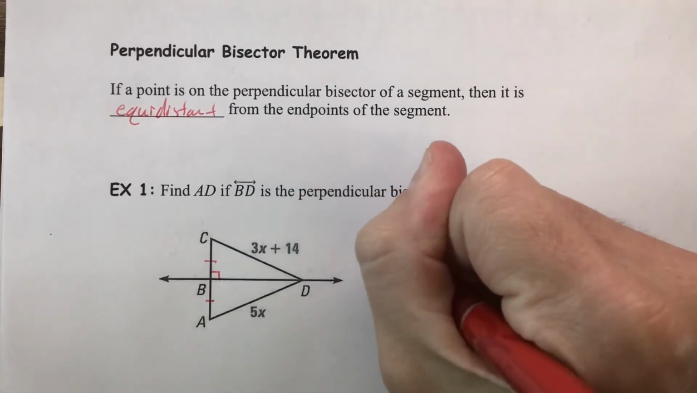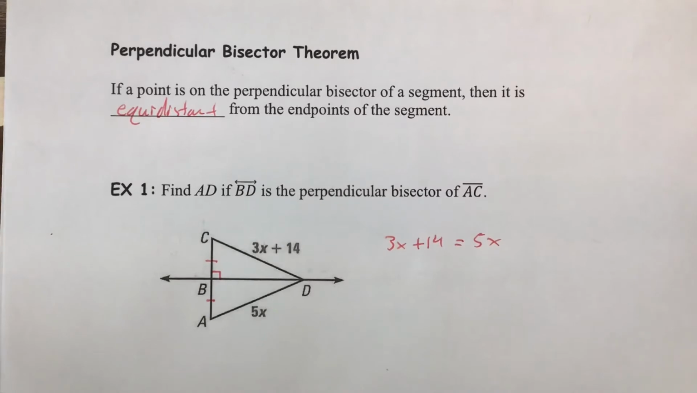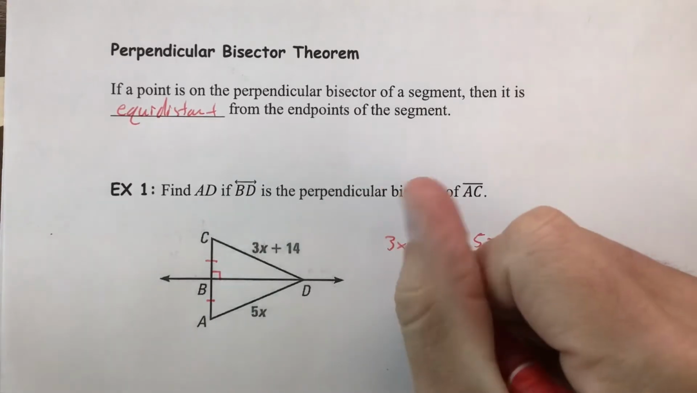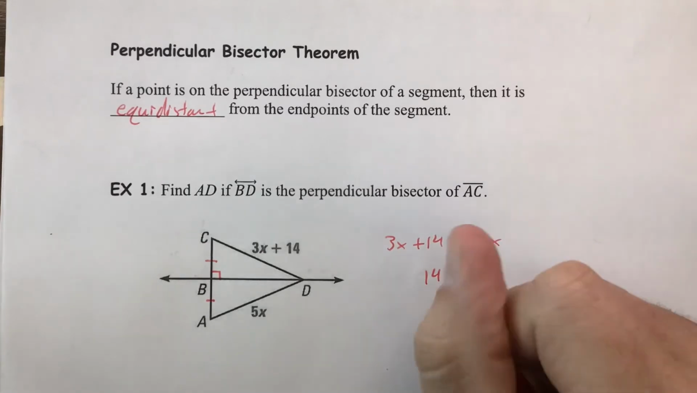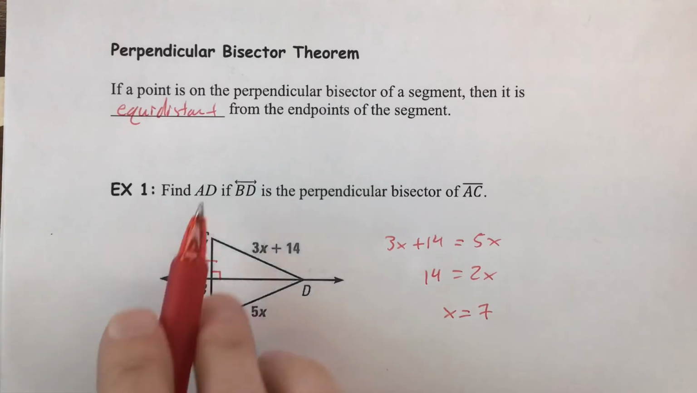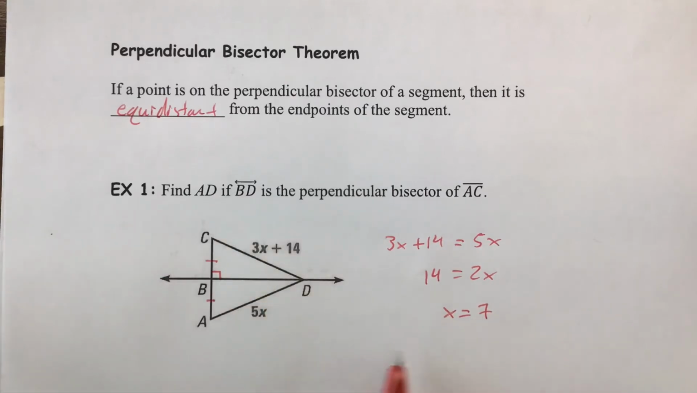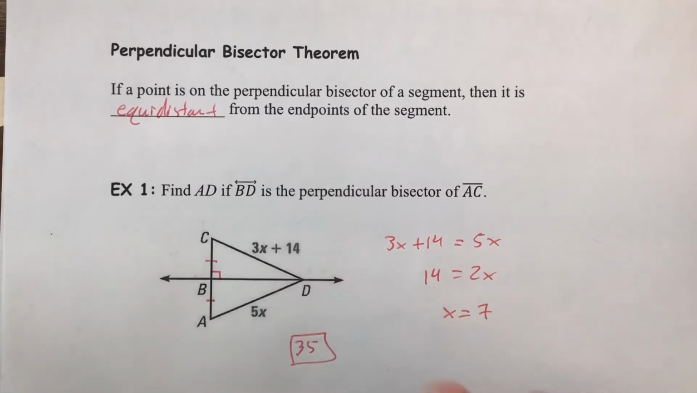That means that 3x plus 14 is going to be equal to 5x. We'll subtract 3x: 14 equals 2x. Divide by 2, and x is equal to 7. So the length of AD is going to be 7 plugged into that spot, which will give you 35. And of course, you could plug the 7 in here, get 21 plus 14, which is also 35.